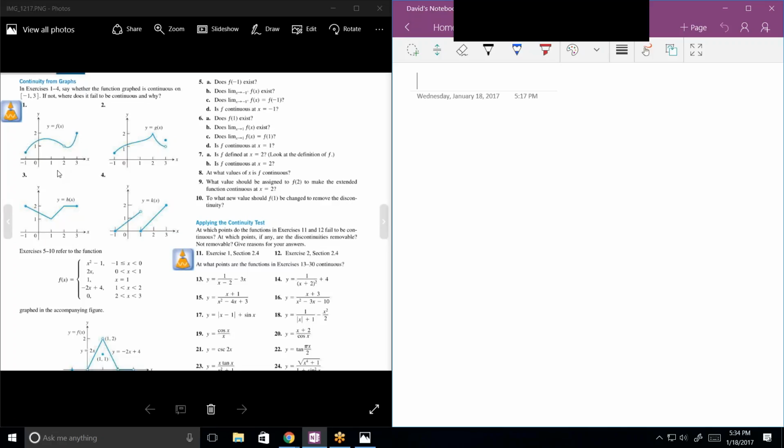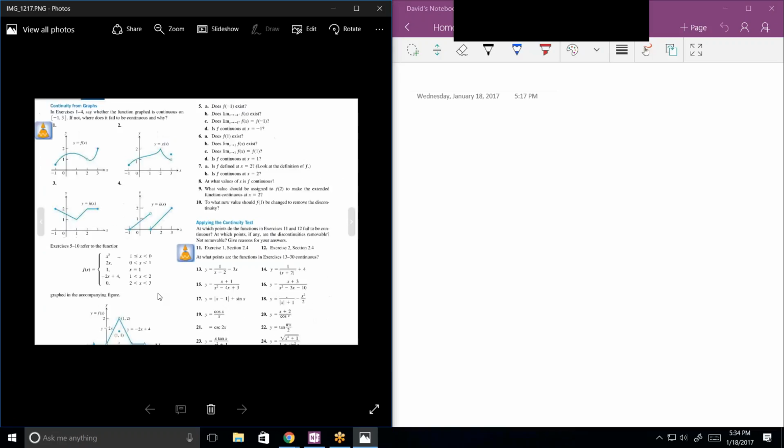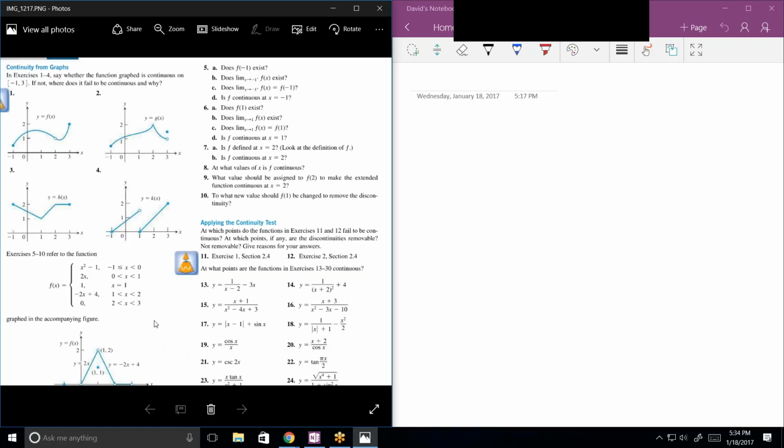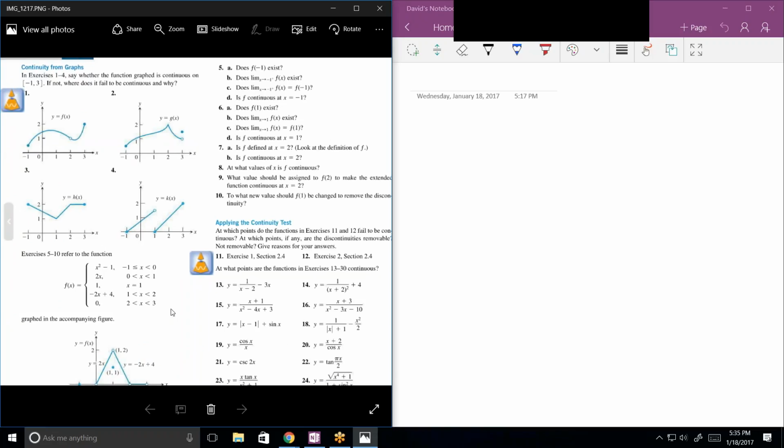Number 5 through 10, it says refer to this piecewise function. Each one of these is kind of a piecewise function, 1 through 4. This is just one that has 5 parts to it. So question 5. I can't quite see this entire curve. You chopped it off a little bit at the bottom. I can't really tell what it does.